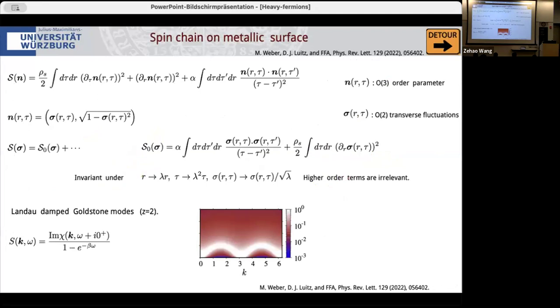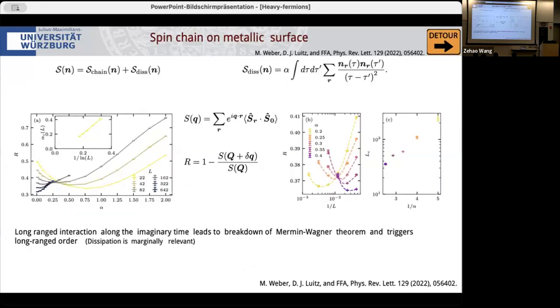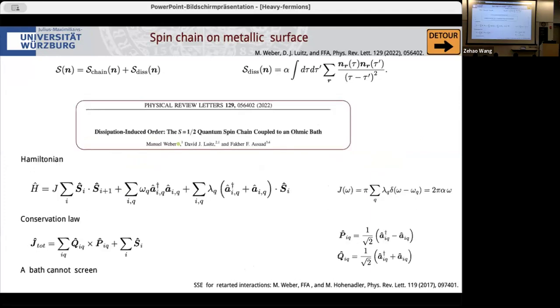Regarding the bath you're talking about, is it a virtual bath? I mean, you say bosonic bath. Can you consider it as an ensemble of, let's say, phonons? Yeah, this is really what goes in the computer. These are an ensemble of harmonic oscillators. It's just an ensemble. It's not a virtual bath.